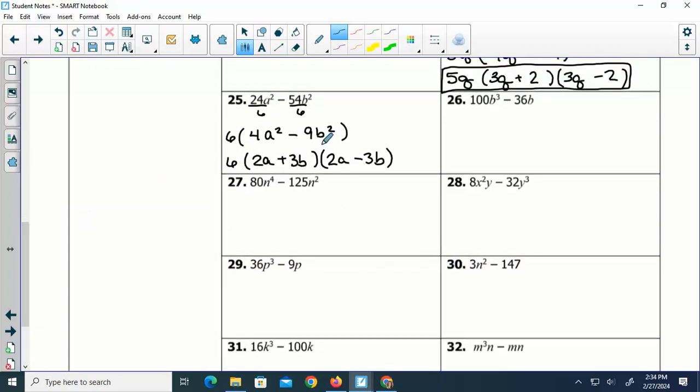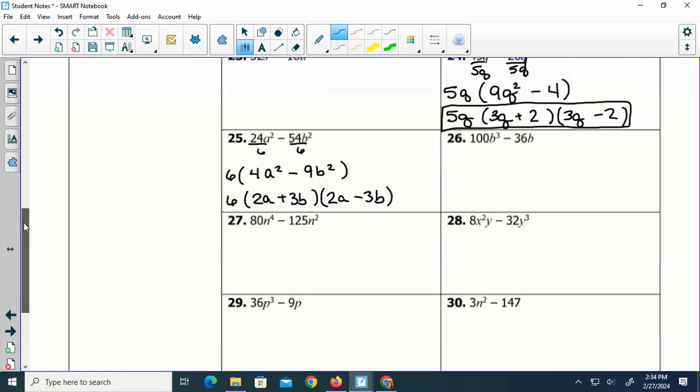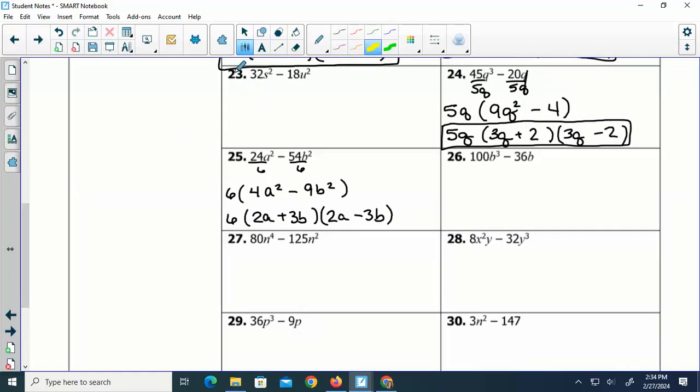So how about 23, 27, and 29. So 32 and 18, what are those divisible by? 2. So if we factor out the 2, that leaves us 16s squared minus 9u squared. Okay, what's the square root of 16s squared? 4, and it gets an s. One's plus, and one's minus, and the square root of 9u squared? 3u.